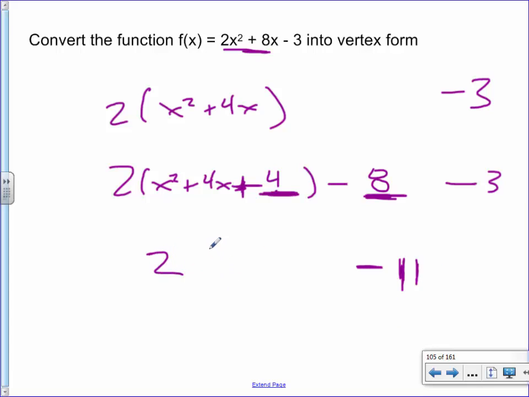2 is your leading coefficient, and you should then have something written squared. What perfect square does this thing turn into? X plus 2, because 2 plus 2 equals 4, and 2 times 2 equals 4. So I now have an equation. It's still going upright, but it's a little thinner than it would have been. The vertex is then at minus 2, minus 11.